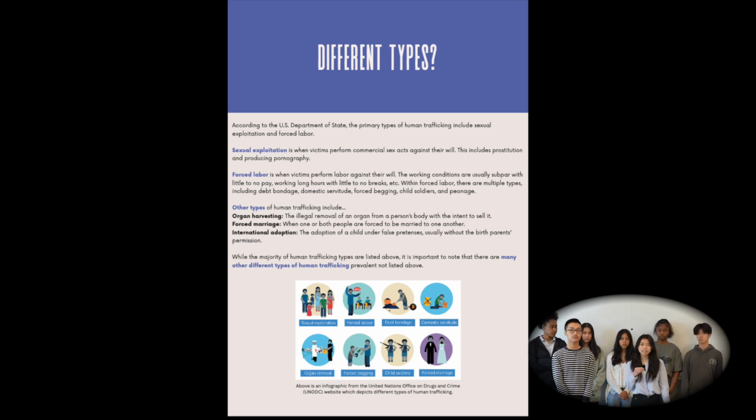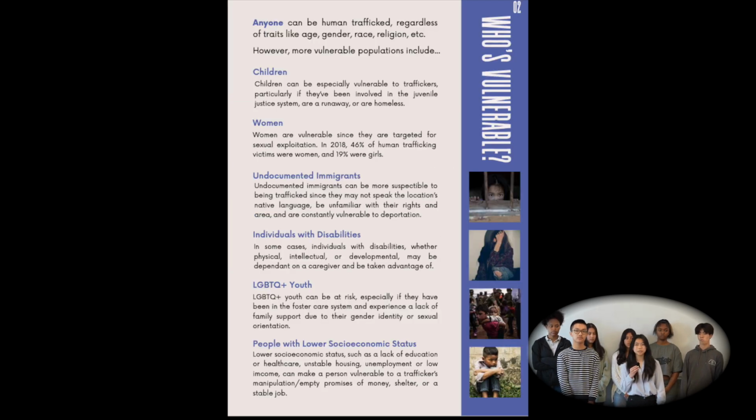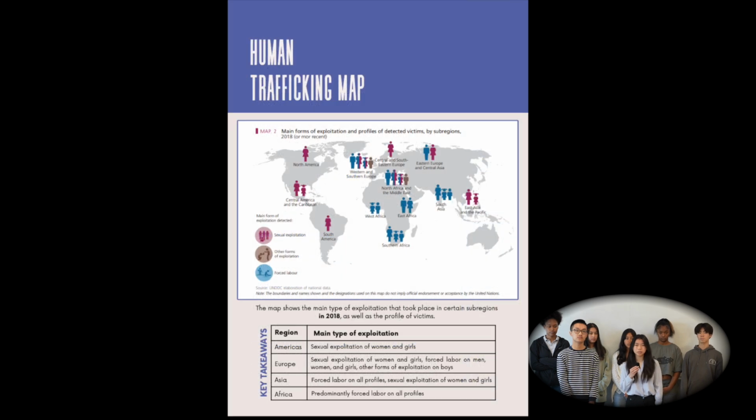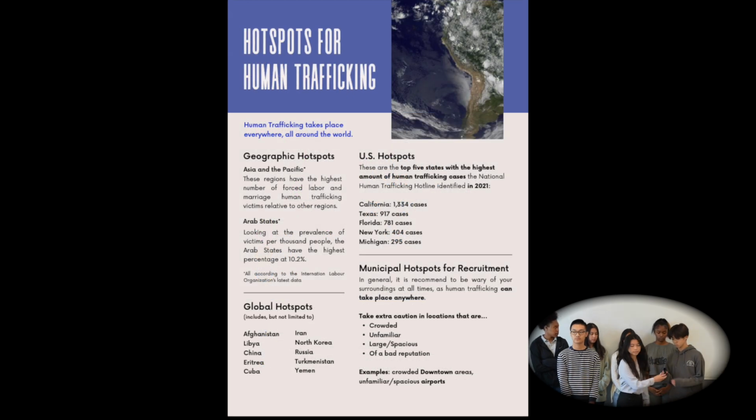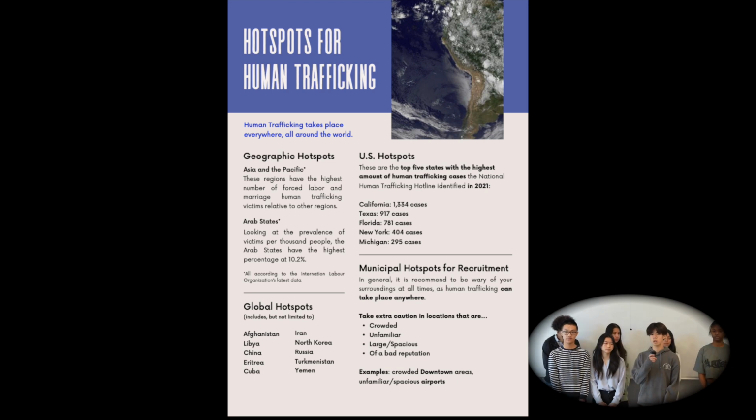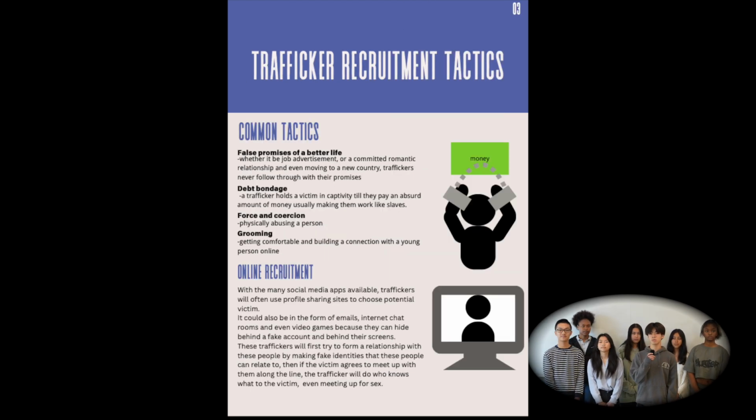My name is Annabelle, and I researched who is vulnerable to human trafficking, which includes, for example, women, children, and undocumented immigrants. I also described a map that shows the main forms of exploitation in certain regions. And lastly, I talked about the geographic, global, national, and municipal hotspots for human trafficking. Hi, my name is Eason. My section is about human trafficking recruitment tactics, including debt bondage, false promises, force and coercion, and grooming.